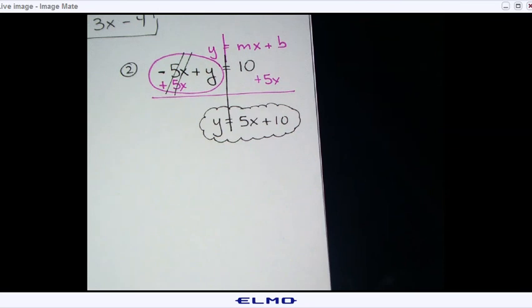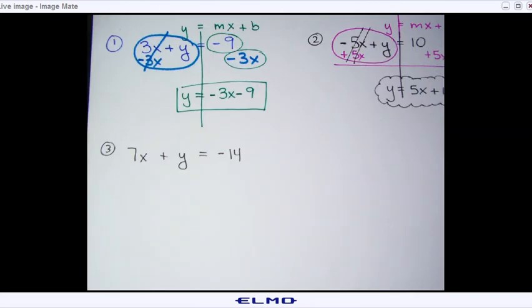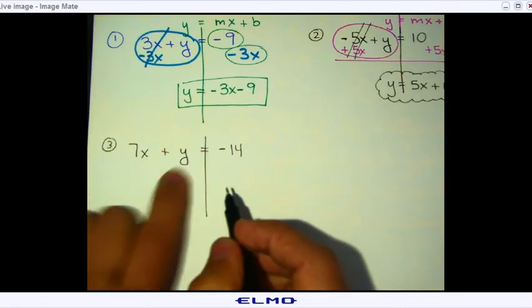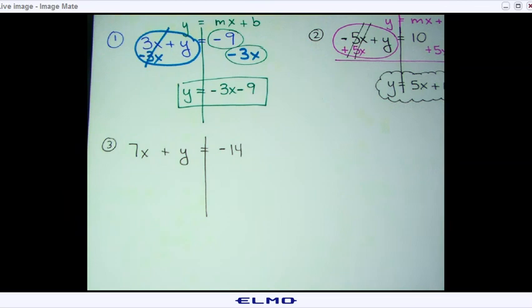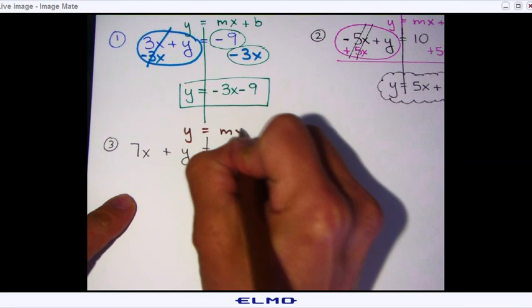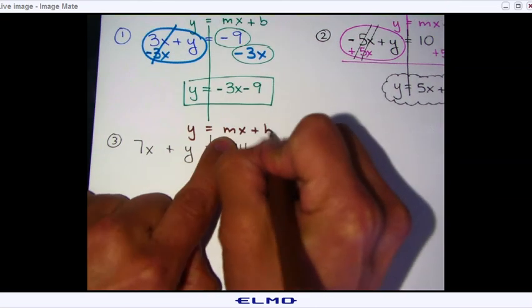Shouldn't take you that long, but I'll give you about a minute to do 7x plus y equals negative 14, and just check it out. Convert that to y equals mx plus b, which is called the slope-intercept form. Okay? So there we go. So what do we do first? We got to write y equals mx plus b, because that's what we want. We want it in that form.